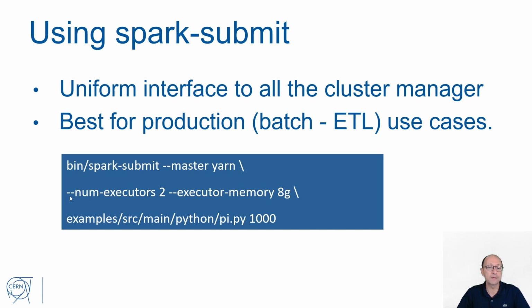And then there are several configurations we can specify. Let's say we want to have 2 executors, each with 8 gigabytes of memory. And then we want to run a Python program. This is a famous example that computes digits of pi using a Monte Carlo method and using most notably the Spark APIs. And we can run this, it will run on the cluster and gives us the result.